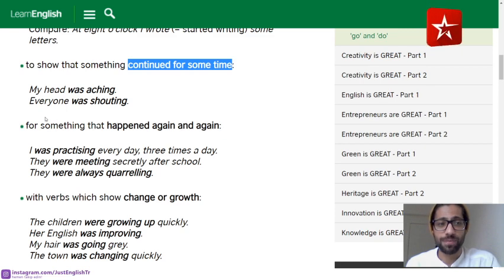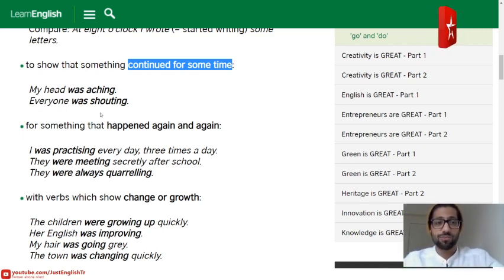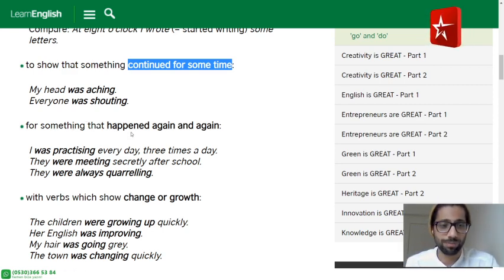Continued for some time. My head was aching. So it continued for some time and it stopped. Assumably, everyone was shouting, which means for some time. No one can shout for a long period of time. No one can have a headache for a long time. It's always sometime, like 3 hours, 4 hours, and go to the doctor and he will be better.